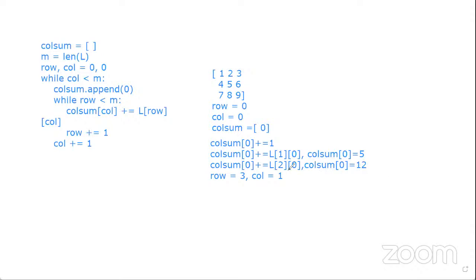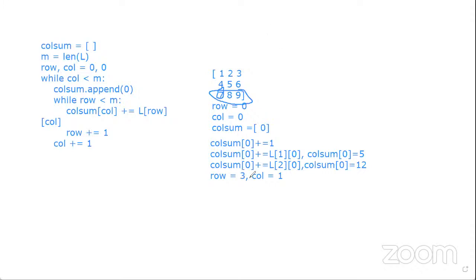L of 2 of 0, can you please repeat? L of 2 of 0 is 7, right? L of 2 means the third element in the list here. The third element in the list is 789. In the third element, we are asking for the first element since we are mentioning 0. So that means L of 2 of 0 means 7. Clear until now? Yeah, clear.